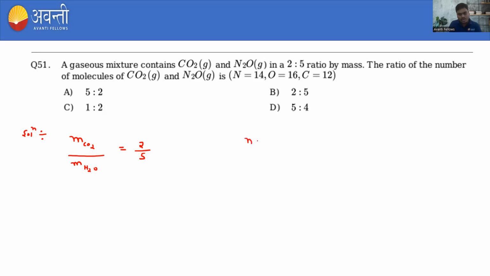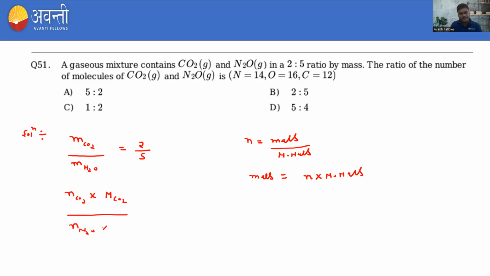So how will you calculate it? We all know what a mole is. Mole is equal to mass divided by molecular mass, that is, mass of the solute divided by the molecular mass. If you use this formula, then we can write the mass as the number of moles into the molecular mass. Clearly we can write this. So let me write for CO2 and N2O. For CO2, it is the number of moles of CO2 multiplied by the molar mass of CO2. Similarly, for N2O, the number of moles of N2O multiplied by the molar mass of N2O. And this is equal to 2 by 5.